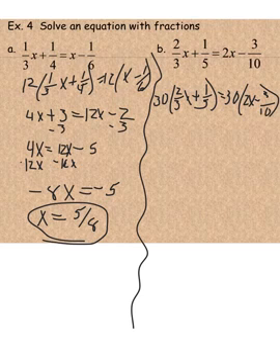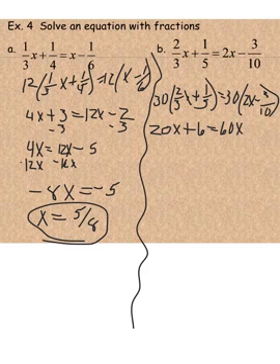So if I multiply 30 times 2/3 x, that's going to give me 20x. If I multiply 30 times 1/5, that's going to give me 6. Then I have 30 times 2x, which is going to give me 60x. And then I have 30 times -3/10, which is going to give me -9.